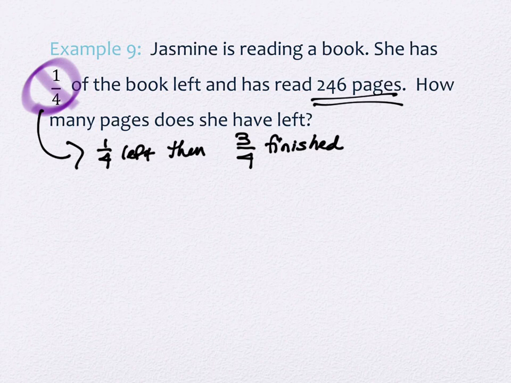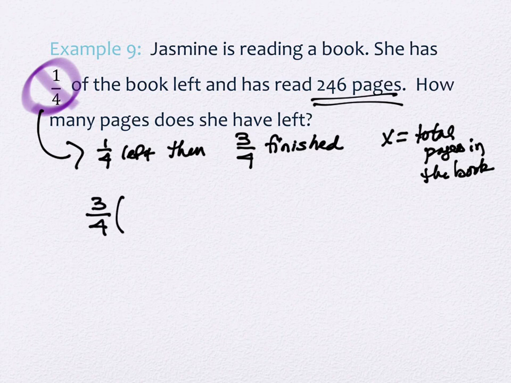So we're going to let X be the total pages in the book. All right. So 3/4 of the total pages in the book is going to equal the 246 pages that she has read, because she's read 3/4 and she's read 246 pages. How can I solve this equation for X?